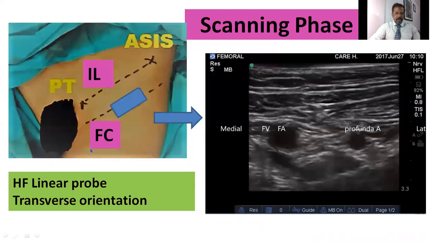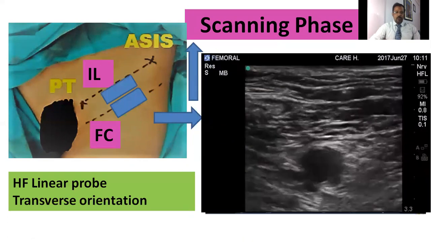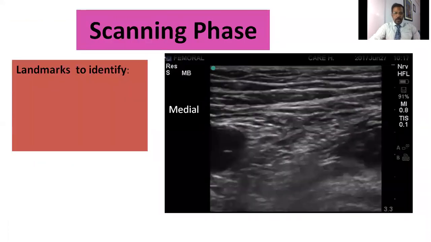Now, coming to the scanning phase, we use a linear probe transducer. We put the probe in a transverse orientation in the femoral crease, and you might get this zone anatomy where you can see two arteries. One is the main femoral artery, and the other is the profunda artery. If you get this type of picture, slide your probe up. As you slide your probe slightly up, maintaining the same orientation, you make your artery one. This is the level at which you should block your femoral nerve, because further down, the femoral nerve has already divided into anterior and posterior division.